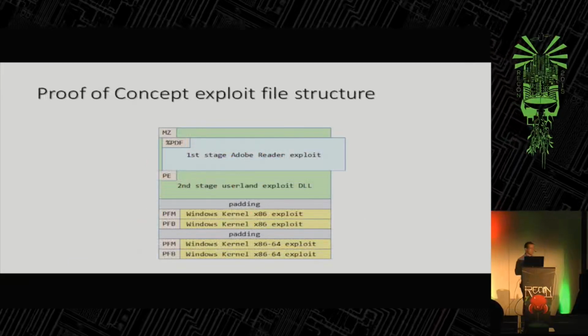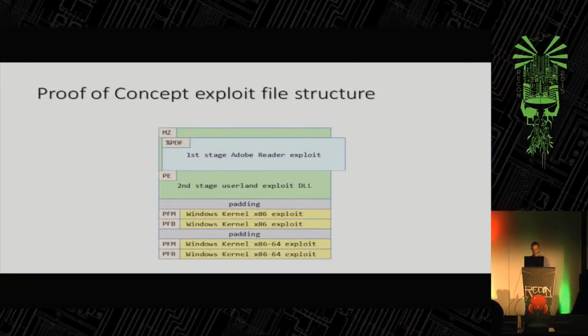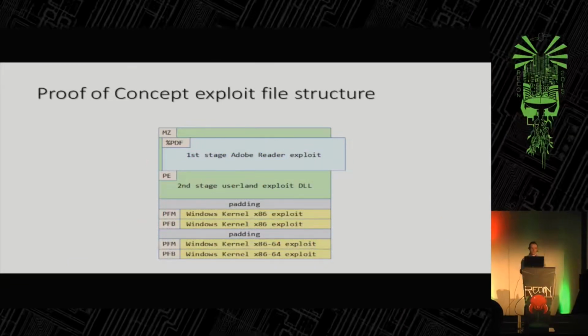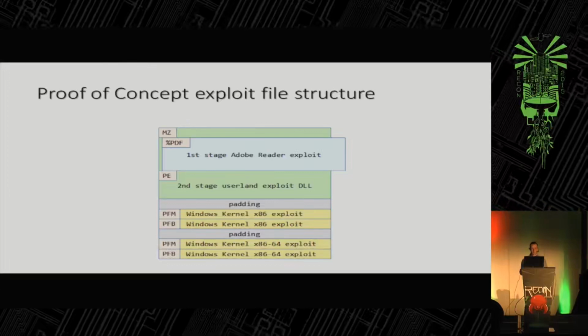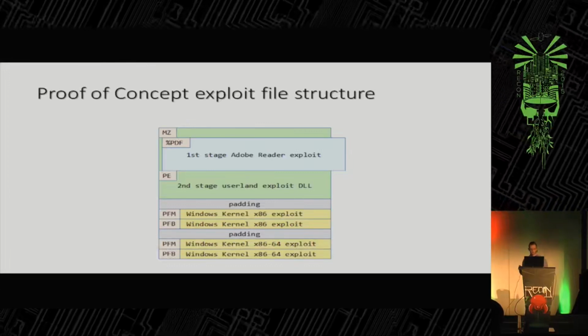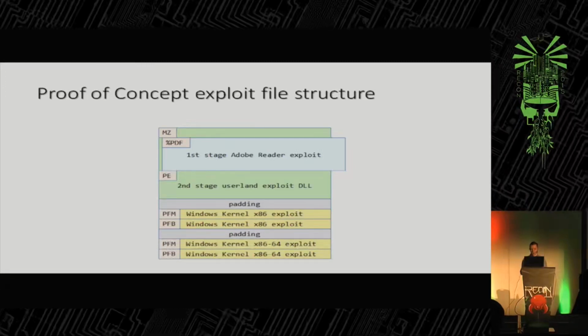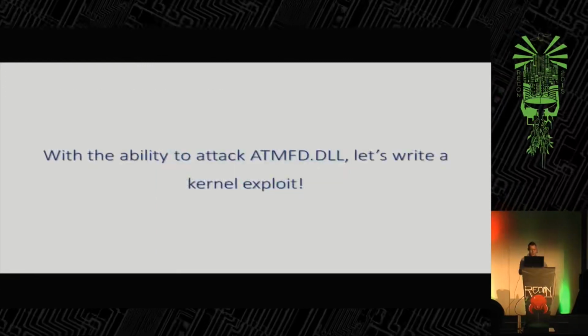So this is the structure of my proof of concept file. You can just see all of the information that I mentioned before. So you have a polyglot of PDF and PE, which exploits Adobe Reader. And then after that, we have some padding and the 32-bit and 64-bit exploits of the Windows kernel. So let's write a kernel exploit.